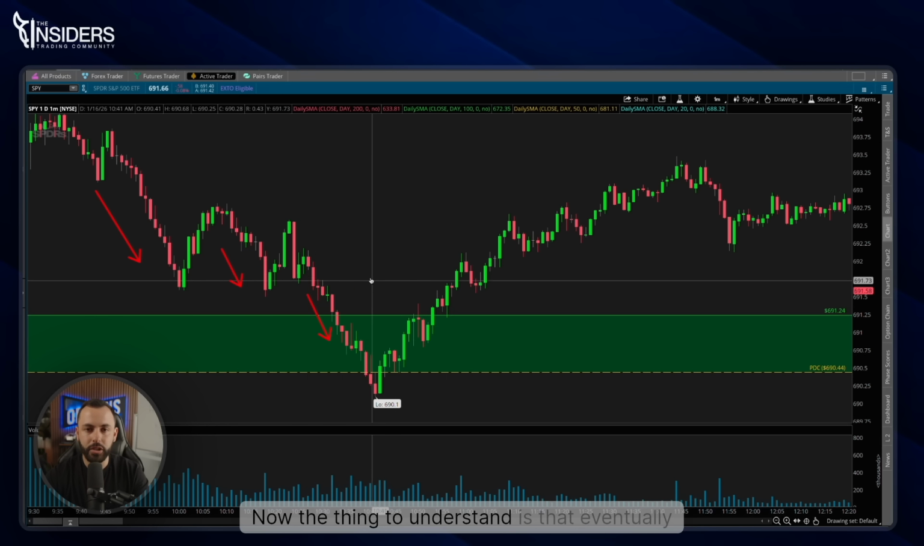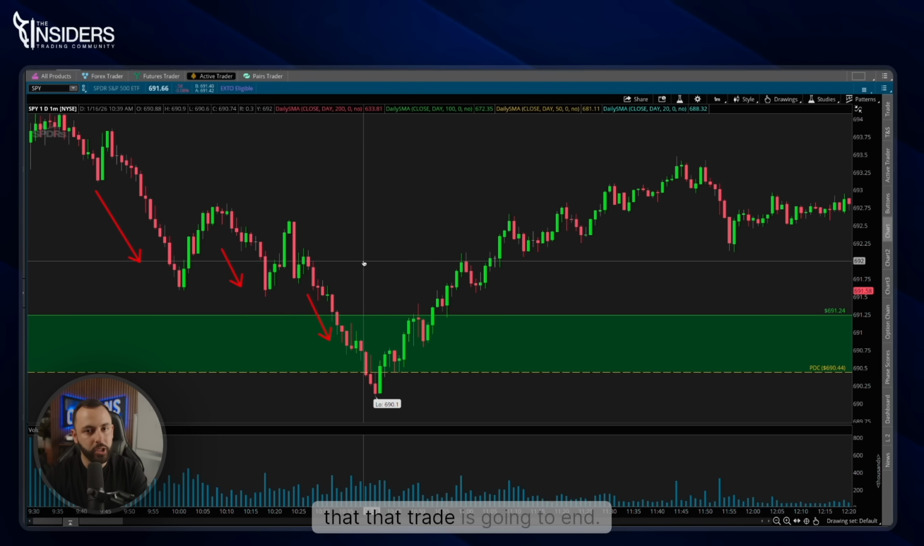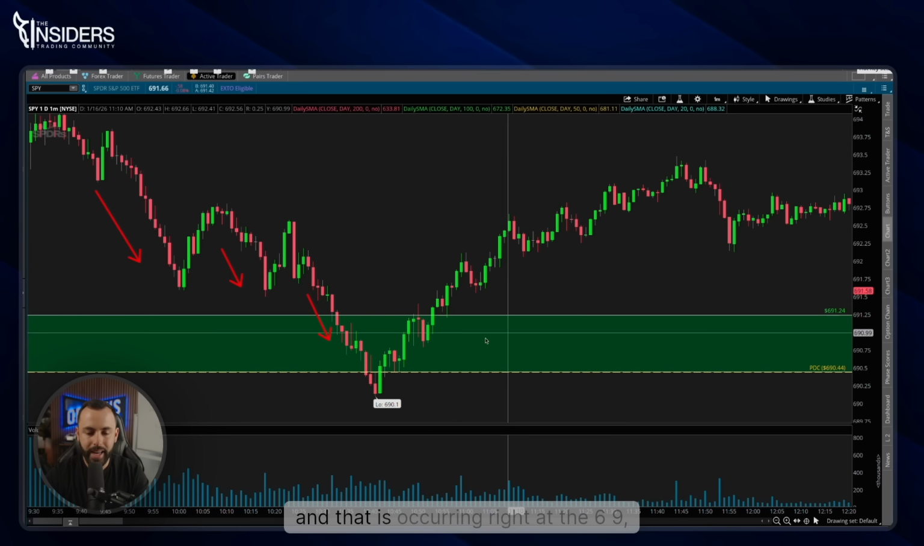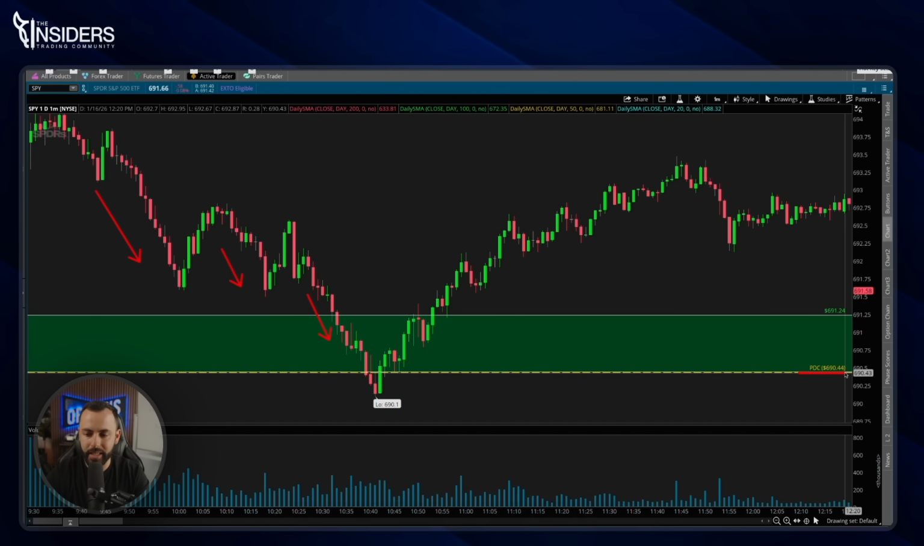Now, the thing to understand is that eventually that trade is going to end. And where is that trade going to end? It's going to end once the gap is closed. And that is occurring right at the 690.44.